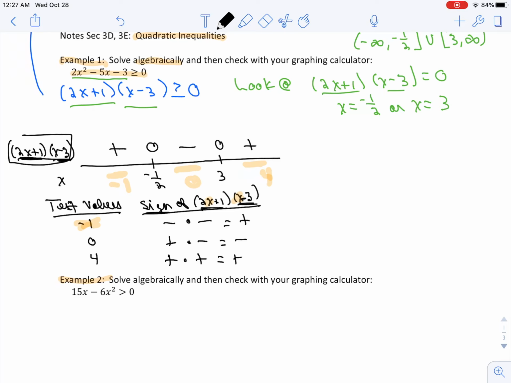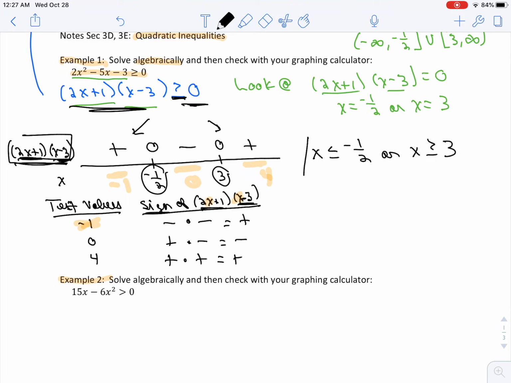Remember, we were looking for where this product right here is greater than or equal to 0. Well, we can see it's happening here and here. Because it says equal to 0, we're going to be okay to include these endpoints. If we write it as inequalities, x has to be less than or equal to negative 1/2, or it has to be greater than or equal to 3. So that would be one solution.